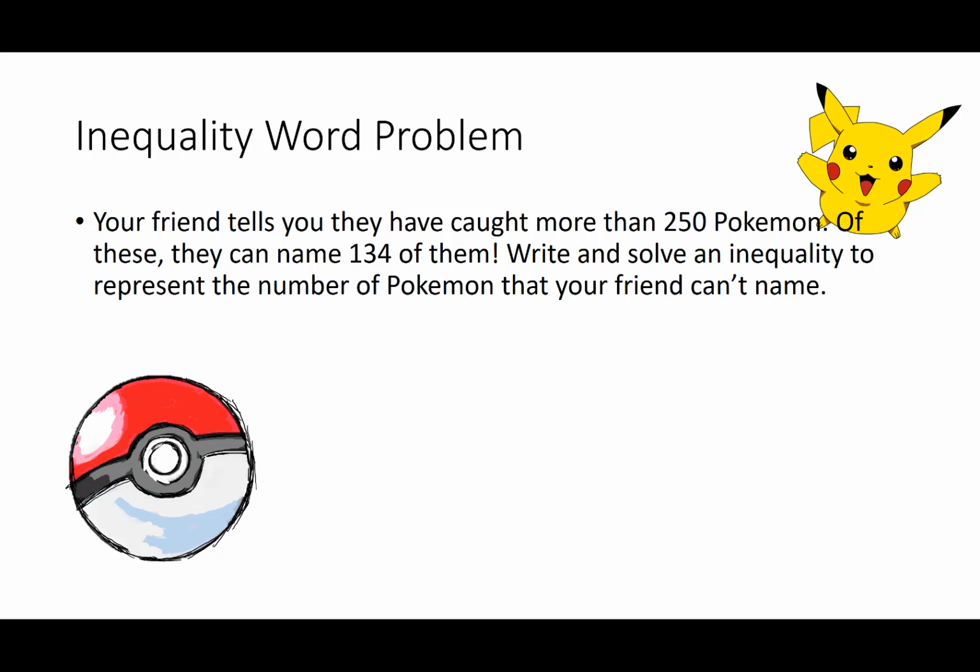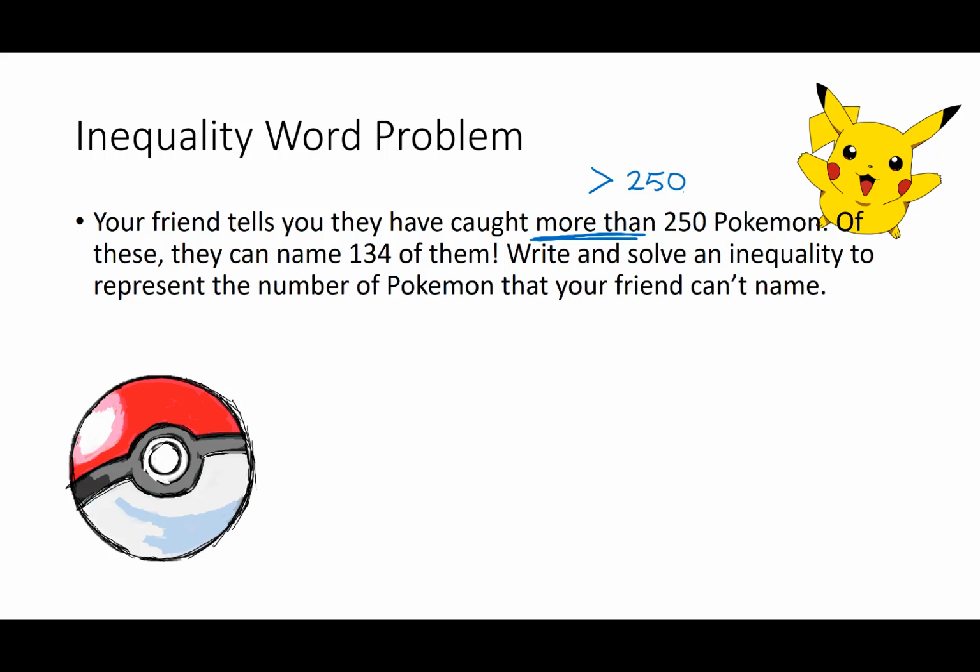All right, so let's look at this word problem. Your friend tells you they have caught more than 250 Pokemon. Of these, they can name 134 of them. And we are going to write and solve an inequality to represent the number of Pokemon your friend can't name. All right, so the first thing I want to point out is right here it says more than. More than is the same thing as saying greater than. So we're going to do greater than 250.